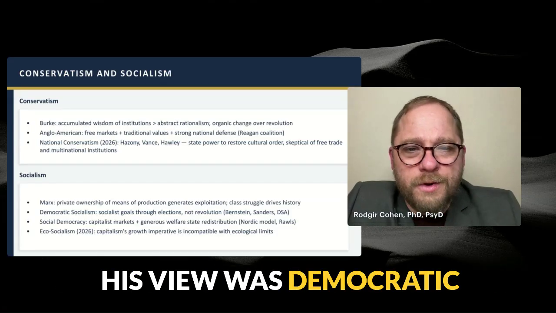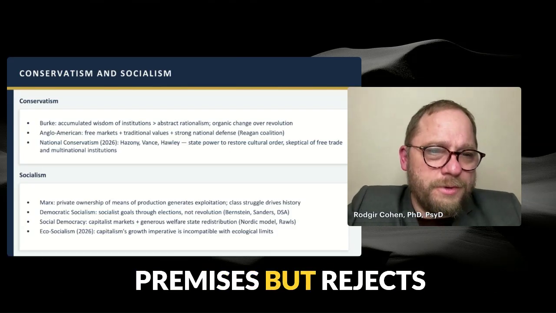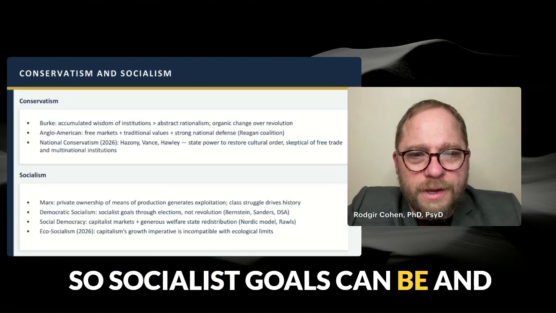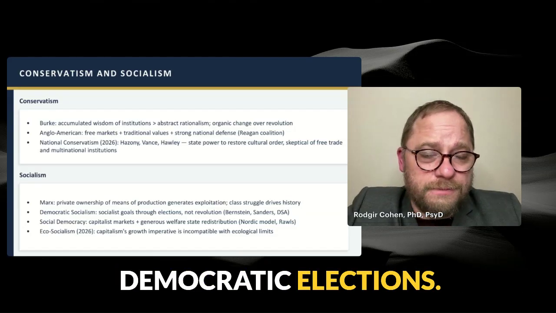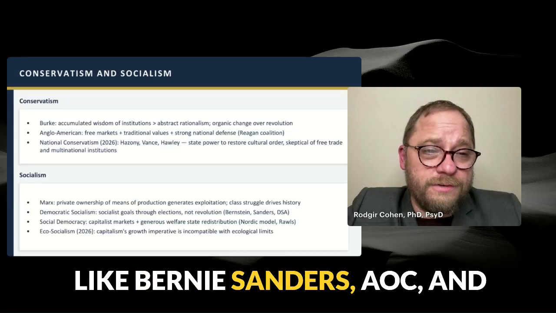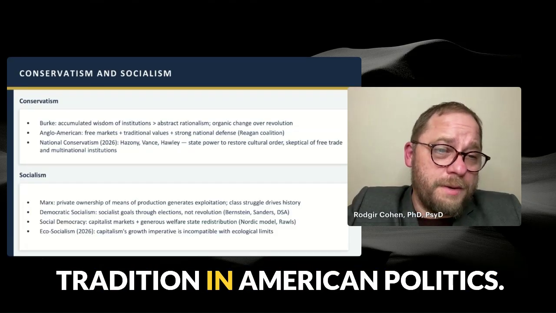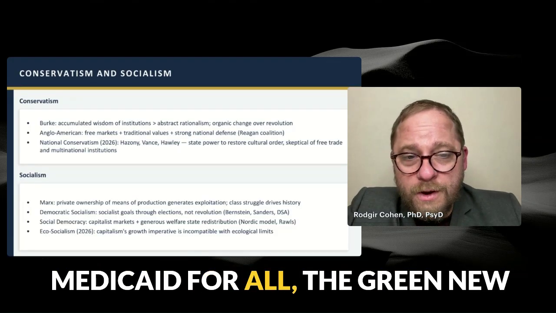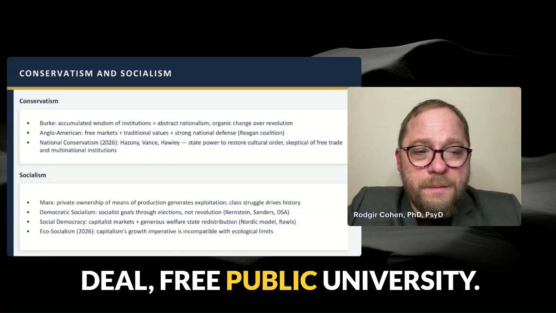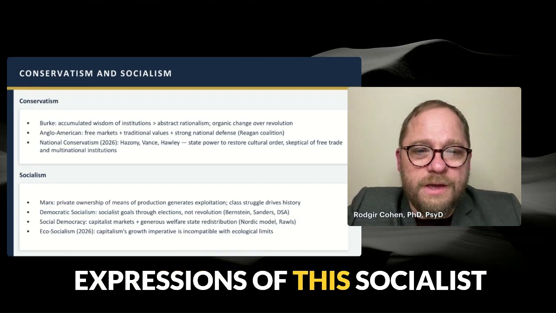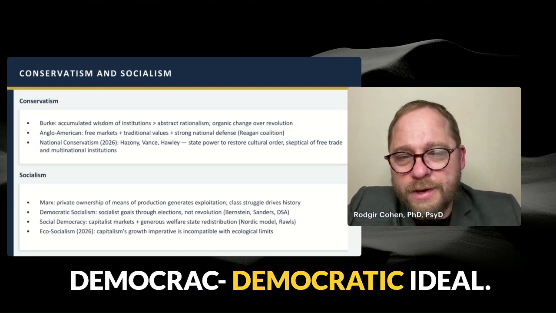Democratic socialism accepts these premises but rejects violent revolution. Socialist goals can be and should be achieved through democratic elections. So we see modern people like Bernie Sanders, AOC, and the Democratic Socialists of America represent this tradition in American politics: Medicare for All, the Green New Deal, free public university. These are all key public expressions of this democratic socialist ideal.